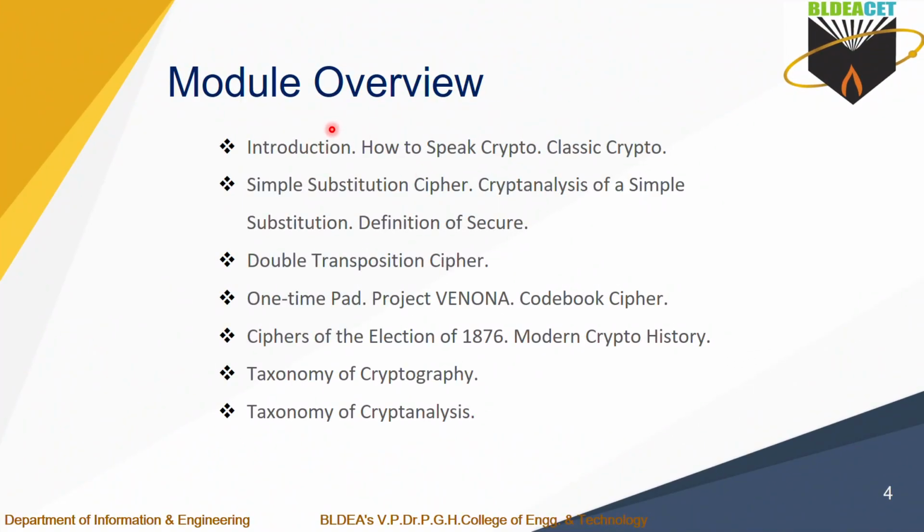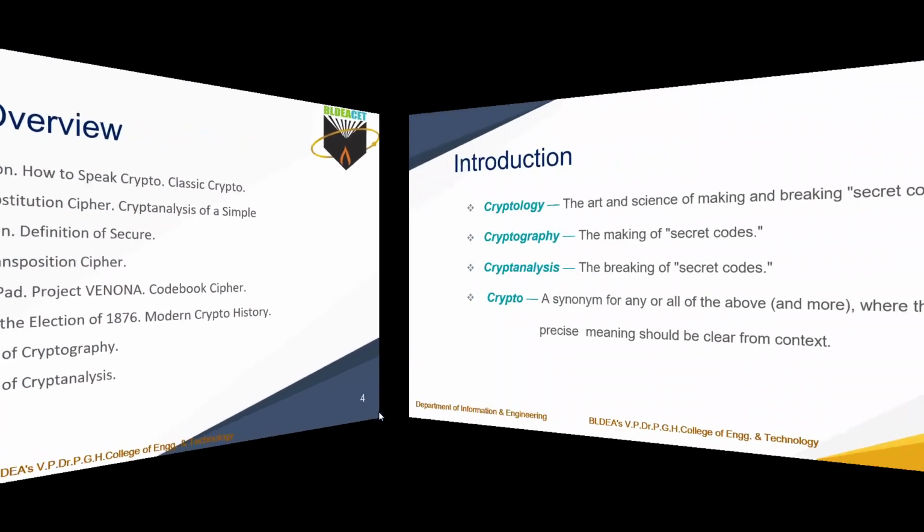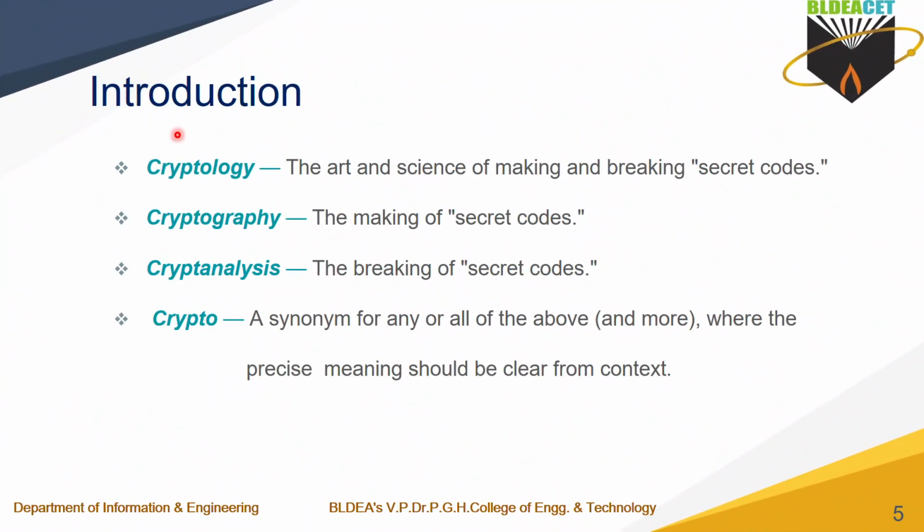So next we'll start with the first module, that is the introduction to cryptography. Here we'll see the module overview, which contains the introduction to cryptography and one of the substitution methods to generate the ciphertext, the double transposition ciphertext method, one-time pad, the Cipher of the Election of 1876 as a case study, and taxonomy of cryptography and taxonomy of cryptanalysis. First we'll start with the introduction.